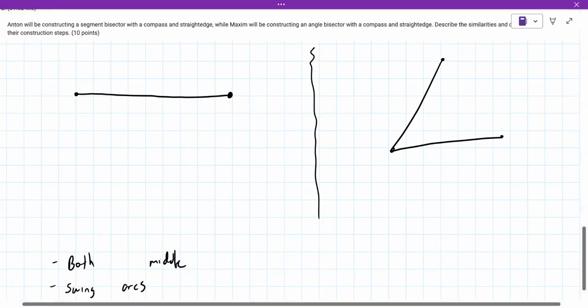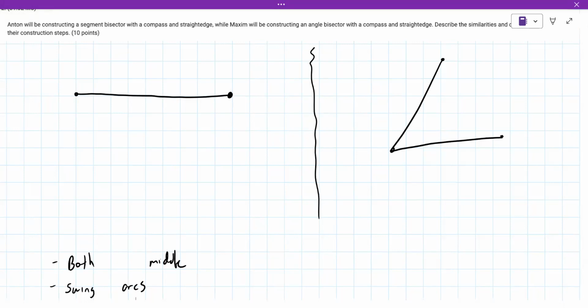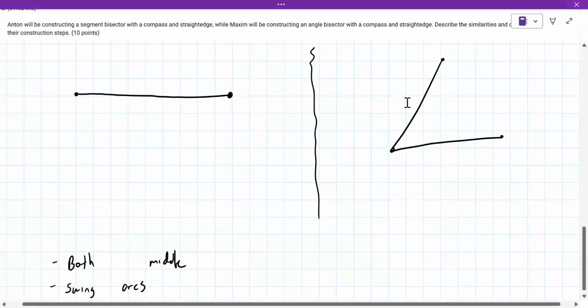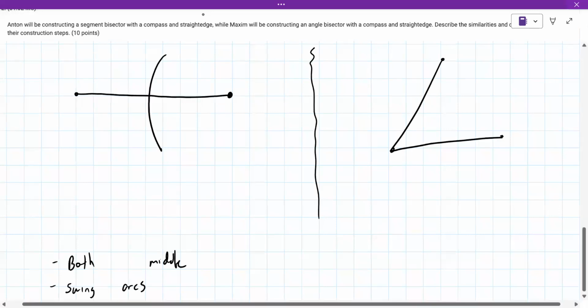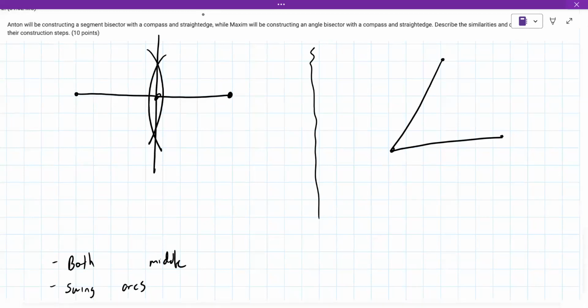I guess one way to do it would be to write out the steps of each and see what is the same. Other than the end result being the bisector, I don't think they're that similar. The one on the left here, you end up swinging an arc and an arc, and you use the straight edge to create the bisector. Over here you're going to have the same thing: swing an arc and swing an arc.